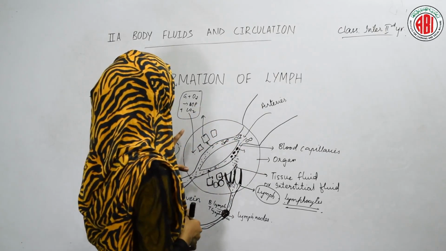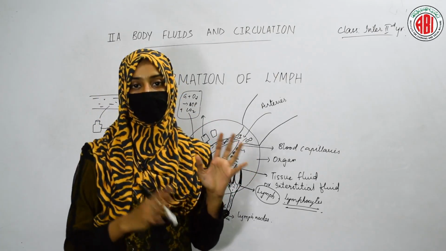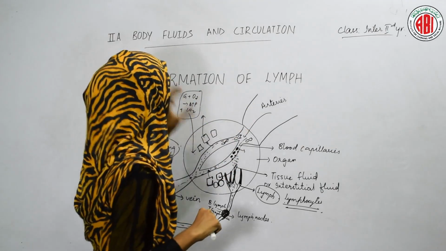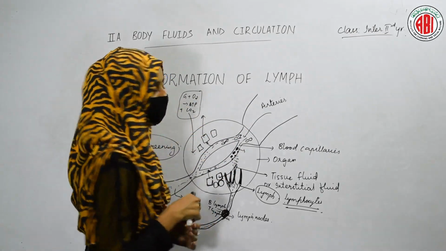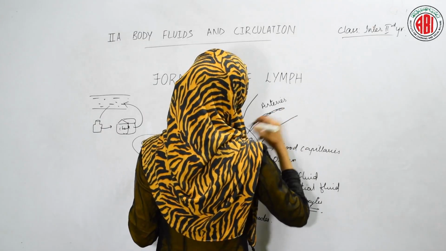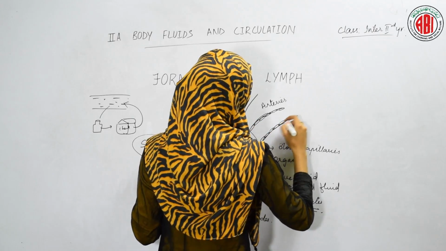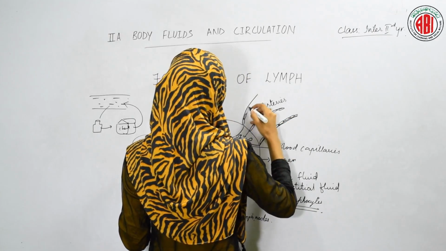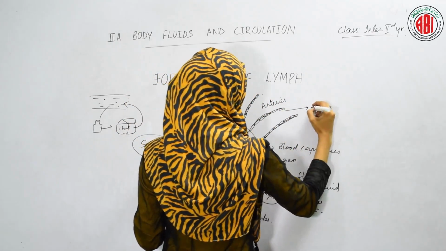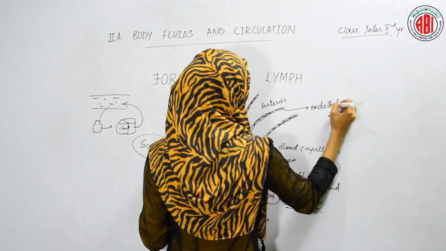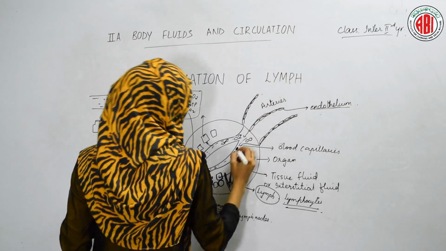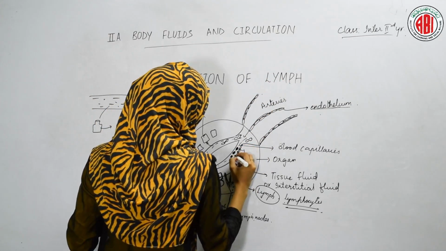And all this transport happens because of the specialized cells present on the walls of arteries and also on the walls of blood capillaries. So what are those cells? The cells are squamous epithelial cells. The wall of the arteries is made up of squamous epithelial cells. The layer of this squamous epithelial cell is called endothelium. So endothelium can be seen in the arteries as well as in the blood capillaries.